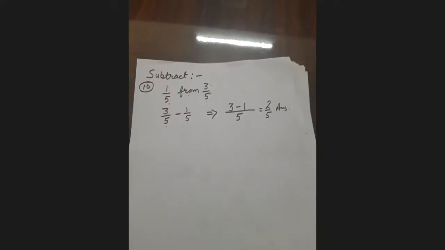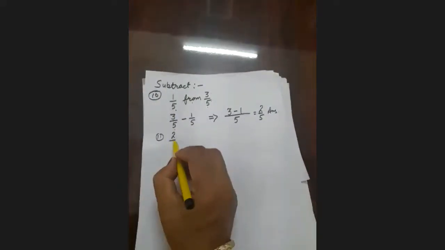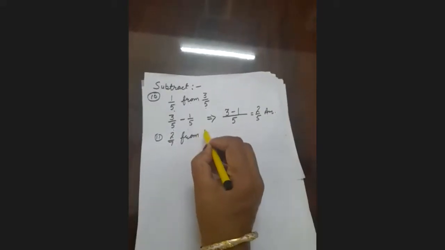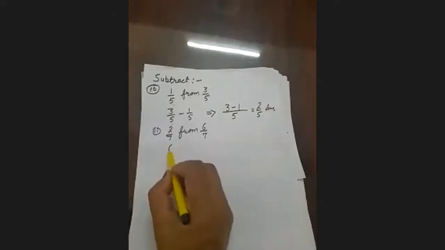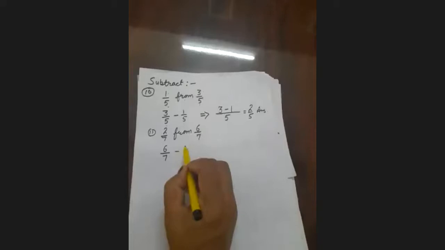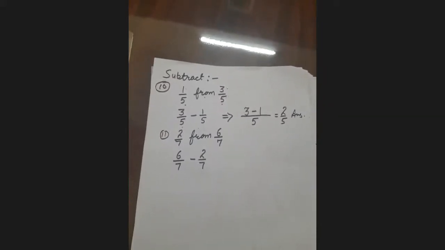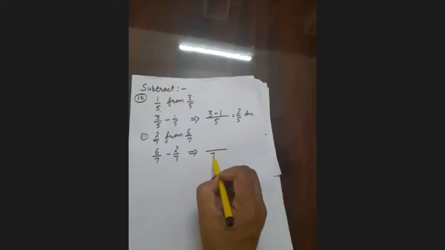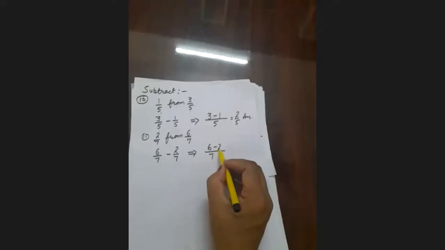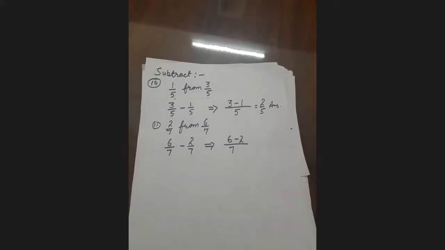Next is 2 upon 7 from 6 upon 7. Now, students, again we'll subtract: 6 upon 7 minus 2 upon 7. Now subtract. First we'll write 7 as it is. Now 6 minus 2. Six minus two is 4. So your answer is 4 upon 7.